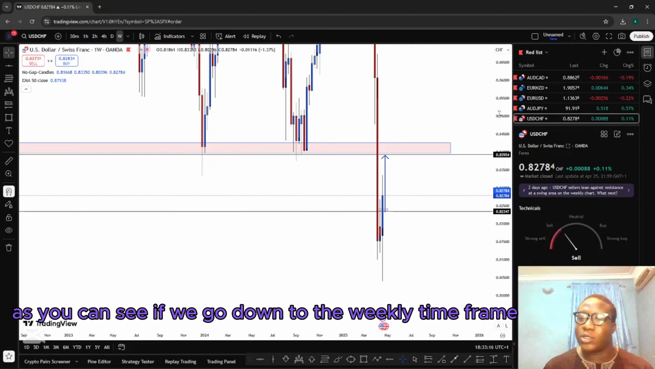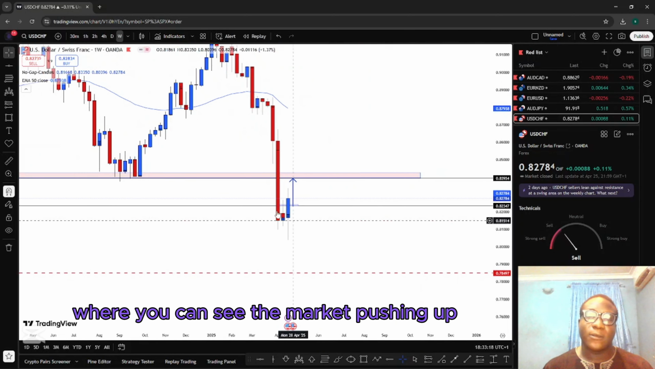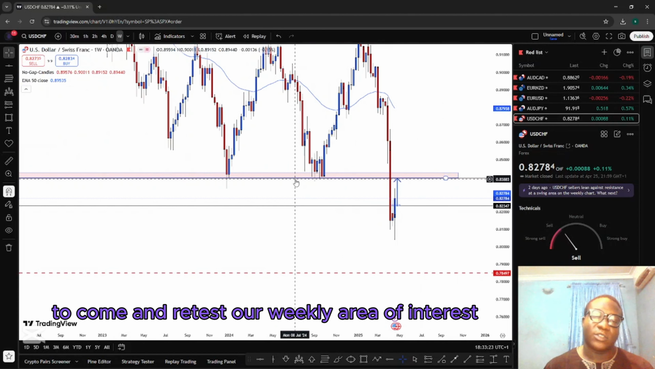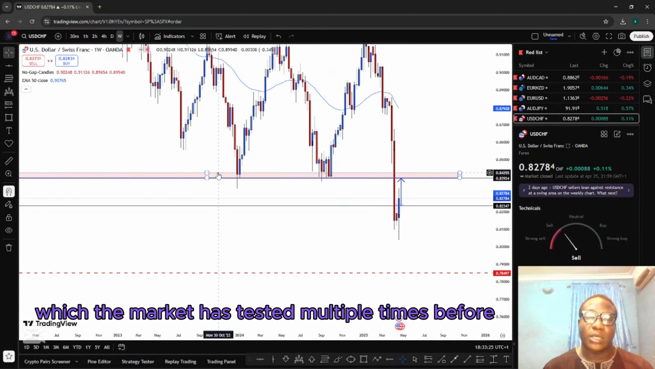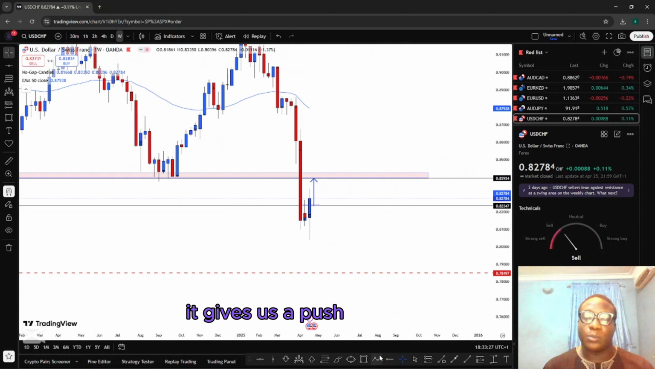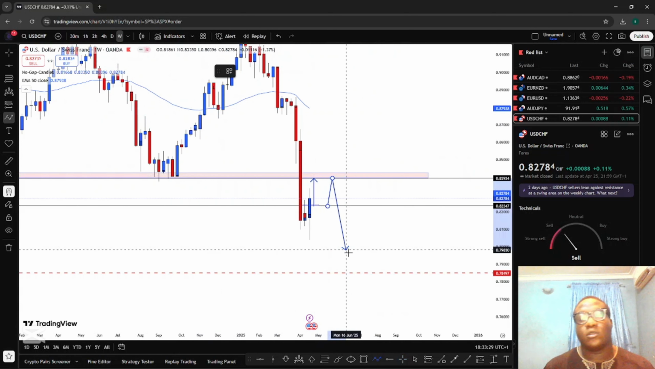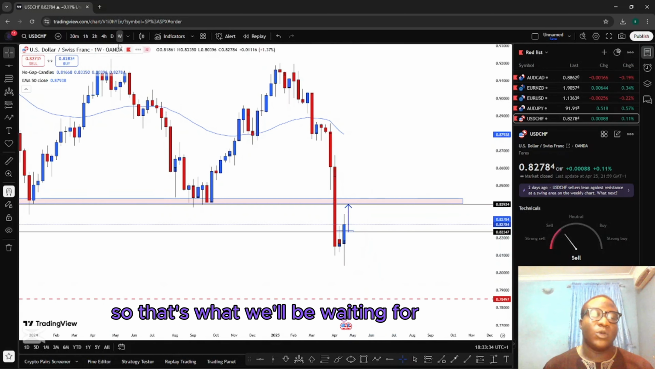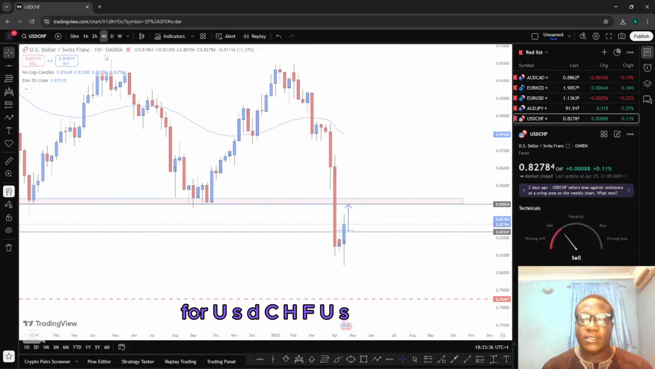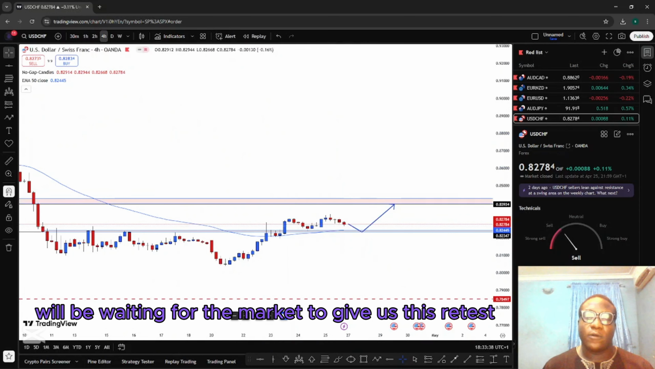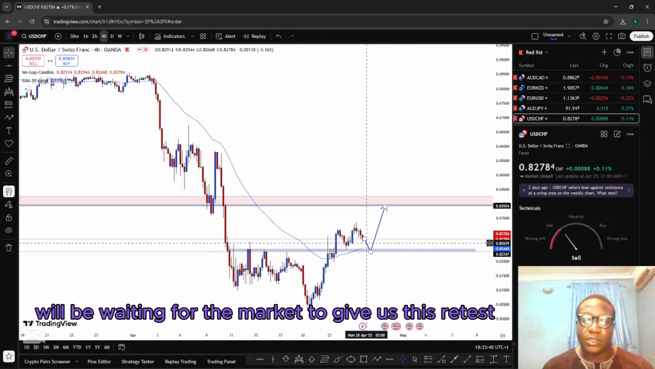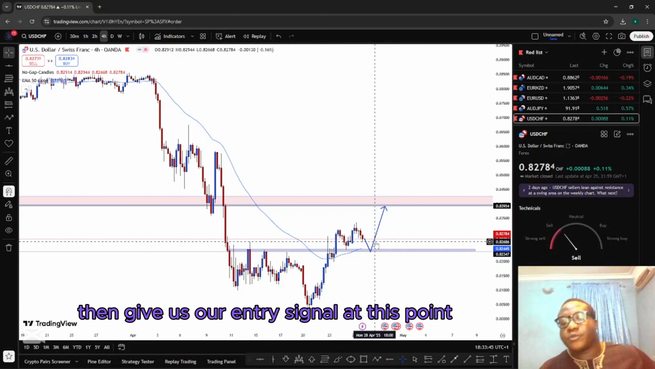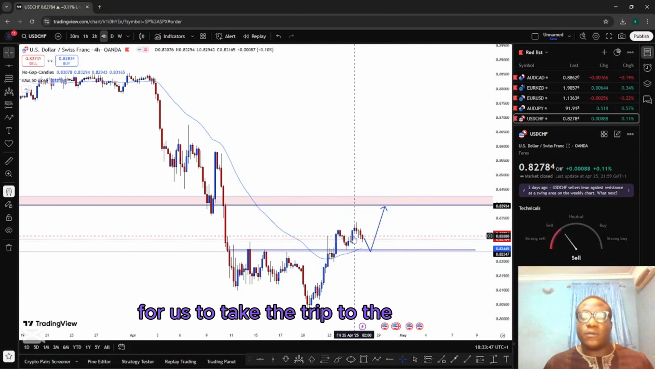As you can see, if you go down to the weekly time frame, you can see the market pushing up to retest our weekly area of interest, which the market has tested multiple times before it gives us a push to the downside, as you guys can see. So that's what we'll be waiting for on USD/CHF. We'll be waiting for the market to give us this retest, then give us our entry signal at this point for us to take the trade to the upside.